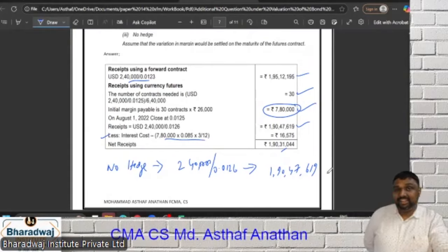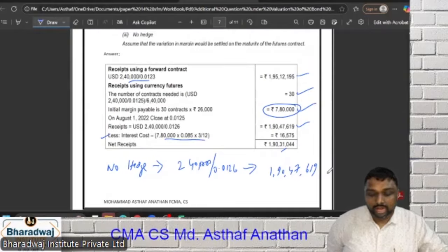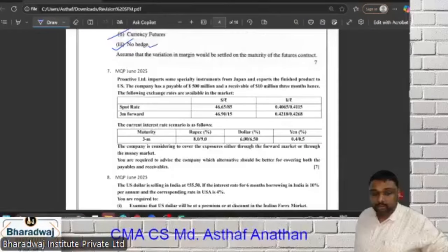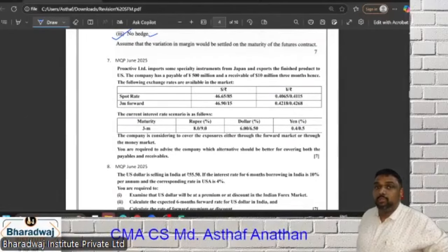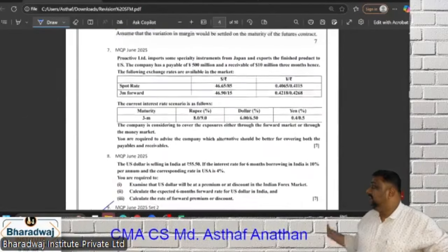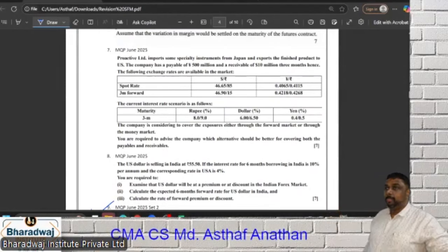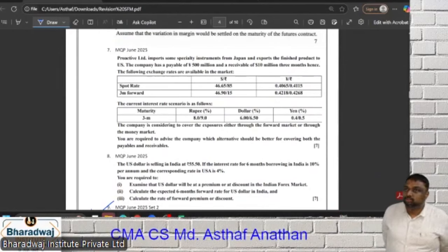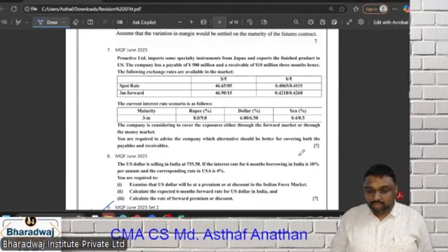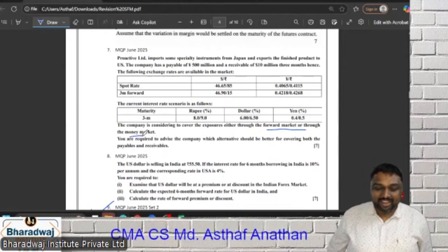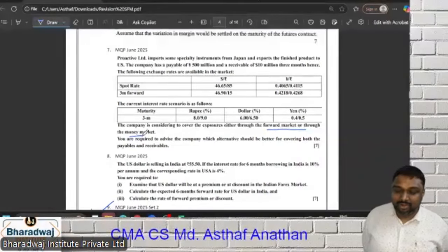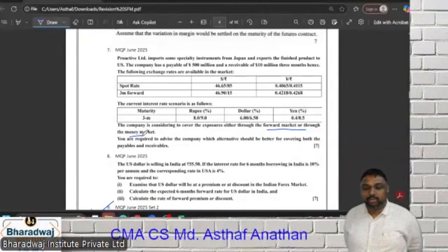Here we did no hedging also. No hedge, it is not the solution we have done, right? So the question also, the MQP question for June 25. Already we did our 6 or 7 hedging questions. So I don't want to repeat this question, solution is also available. So what is the question? They're asking forward market and money market. So very easy. They are asking for all the methods, so you will be able to work this out.